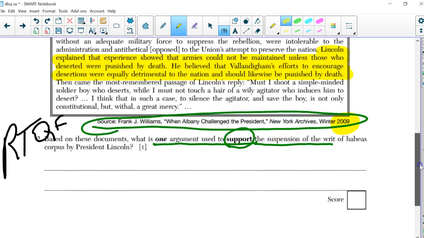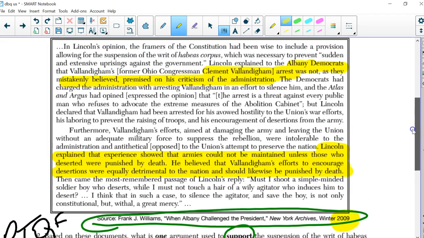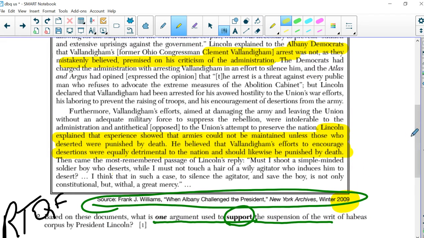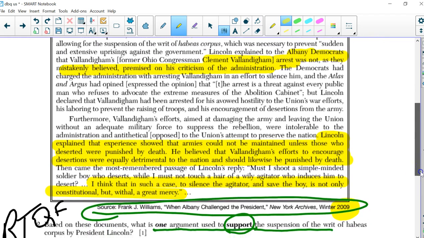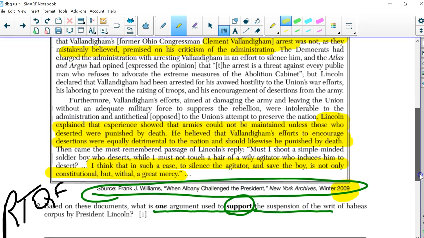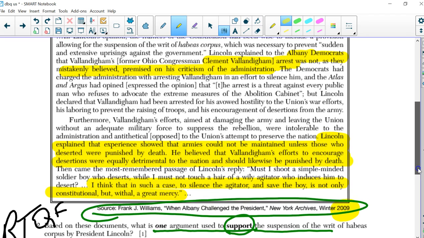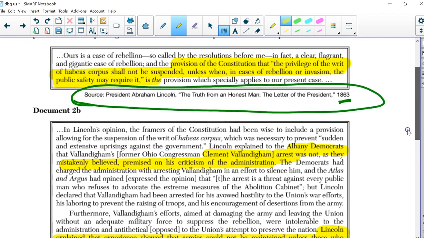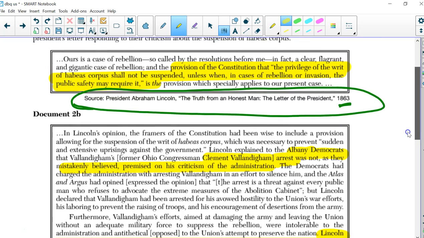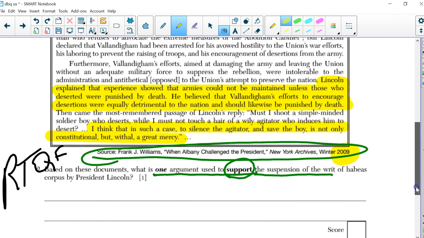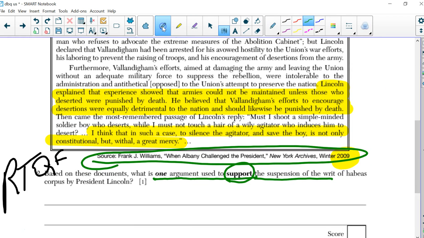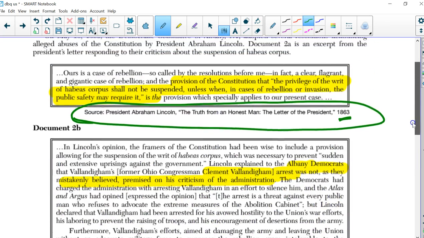We're looking for one argument to support the suspension of the writ of habeas corpus. Okay, I think that this is a good blurb. We might actually use that later on. But what was an argument that was used to support the suspension of habeas corpus? There's several in here. You can choose one of these. I personally would go for the Constitution. Provision in the Constitution. It's an argument that people are using to support the suspension of the writ of habeas corpus, right?